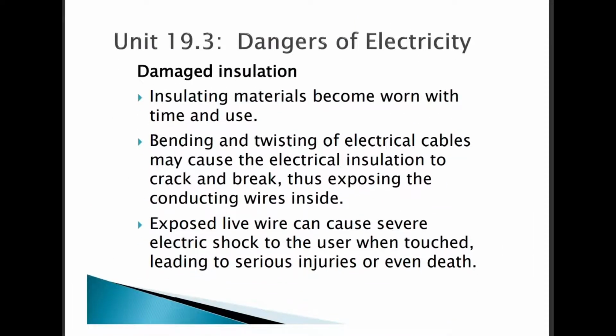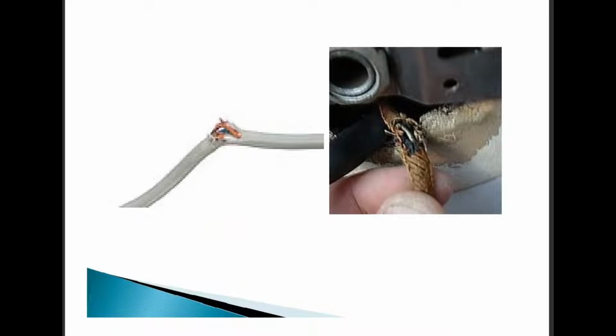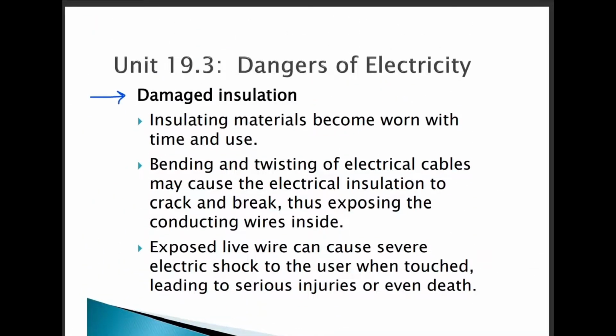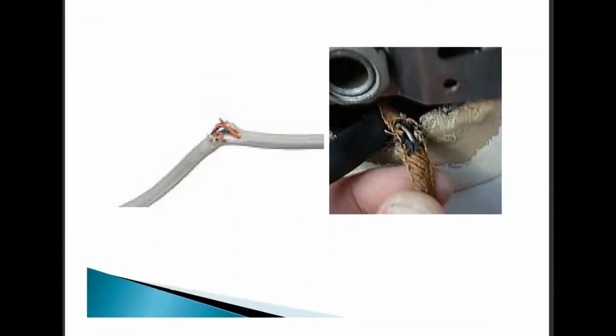So, damaged insulation. I'm sure that we are very familiar with this type of wires. We see that with irons, with vacuum cleaners, and most probably with the charging wires that we have for our phones. Have you seen this type of wires, or this condition, around the house? That is known as damaged insulation, and this is problematic because it exposes the live wire.